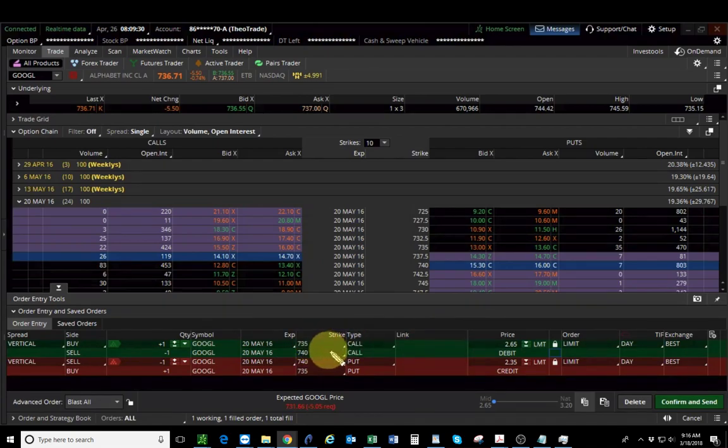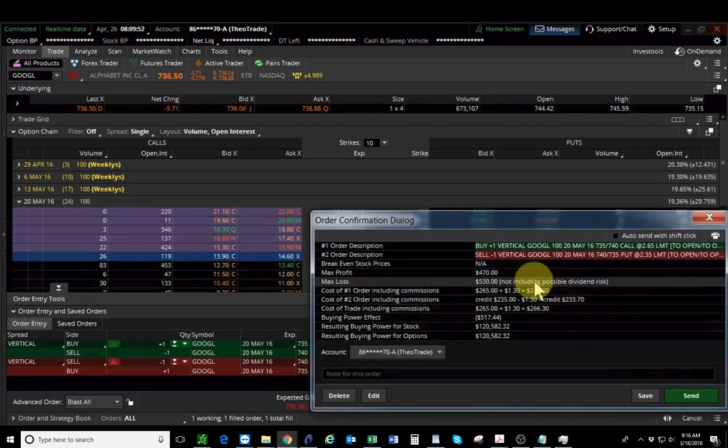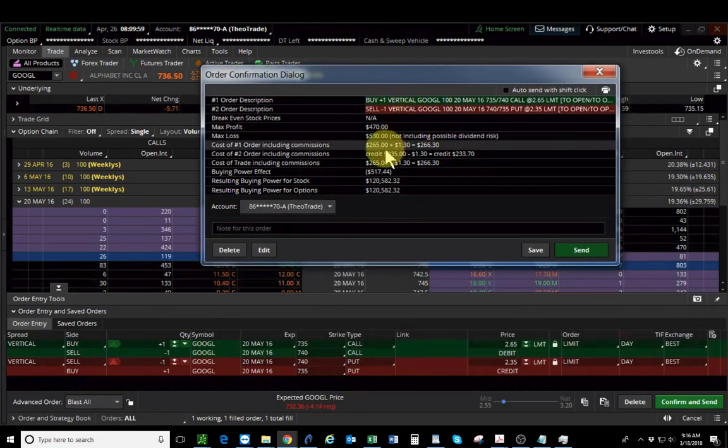This is a $5 wide spread. If you pay $2.65 out of your pocket, what are you getting yourself involved in? Let's hit confirm and send, and you're going to see precisely the cost of the trade. Trade number 1 is $2.65. Trade number 2 is $2.35.